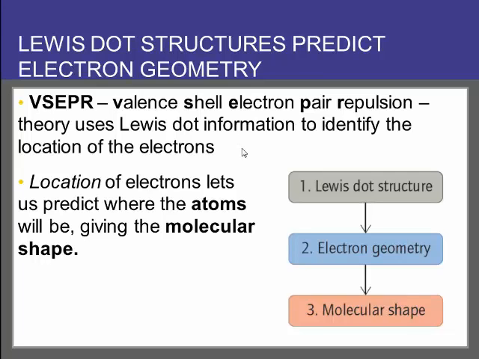Once we draw a proper Lewis structure, we can look at the location of the electrons in order to predict where the atoms will be, and that gives the molecular shape. So we need to draw the proper Lewis dot structure, then we look at the electron geometry, and we use that information to predict the molecular shape.